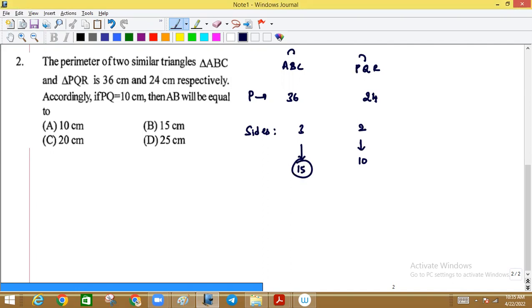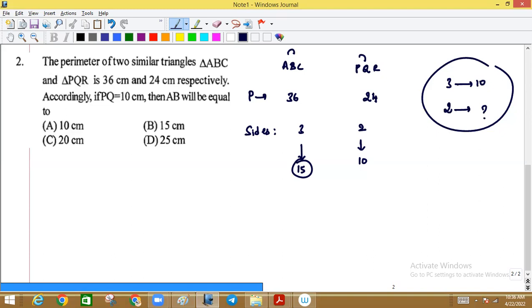Just see what is given. Has he given the side of PQR or side of ABC? If side of ABC is 10, suppose AB is 10, then we would have taken 3 parts is 10, then 2 parts is how much? You understand? So what are the sides ratio of ABC and PQR? The sides will always be in the ratio of their perimeters. Perimeters are in the ratio 3:2. Sides are also in the ratio 3:2.